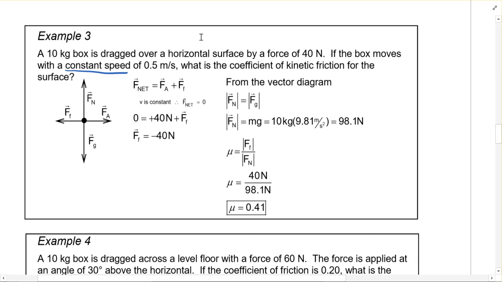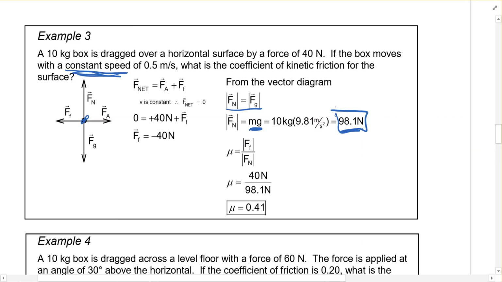What is the coefficient of kinetic friction for the surface? So if we draw our free body diagram like this, everything should be balanced, right? Up and down and left and right, because it's moving at a constant speed. Our thing isn't accelerating. It's at a constant speed. So up and down, these things are balanced. So I can say Fn is equal to Fg, and I know that mass times gravity is Fg. So if I multiply those, I get a normal force of 98.1 newtons.